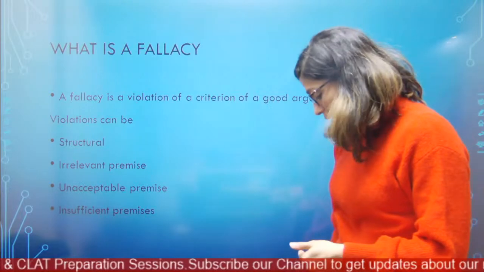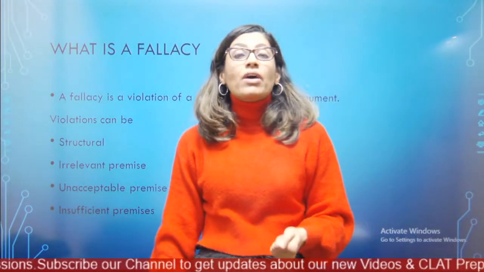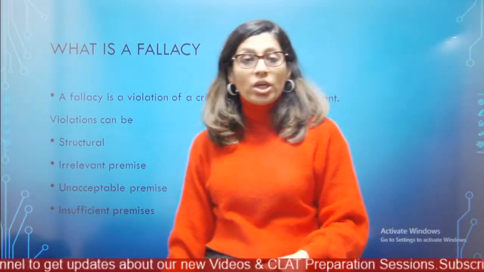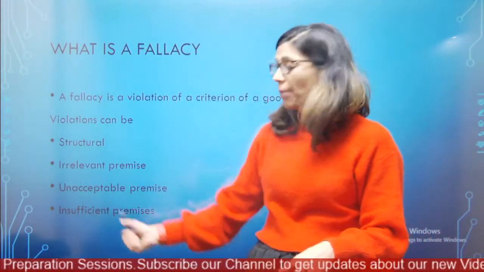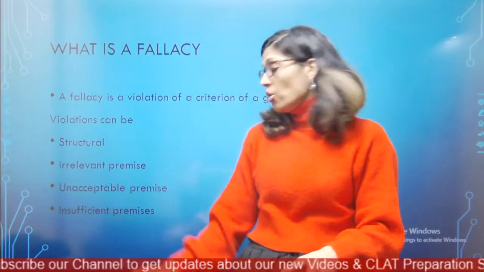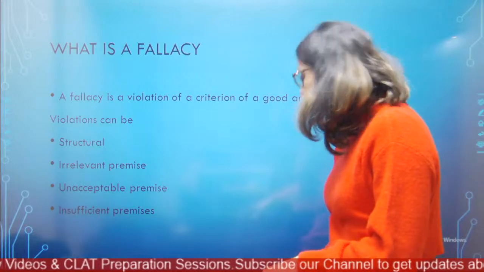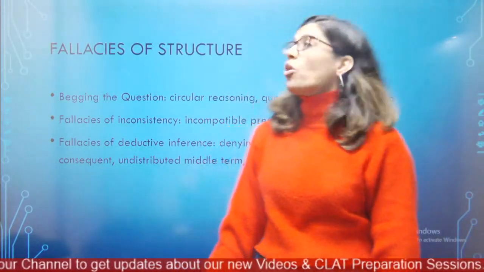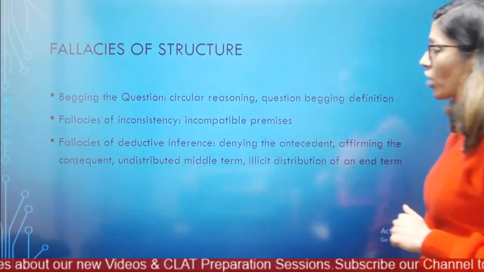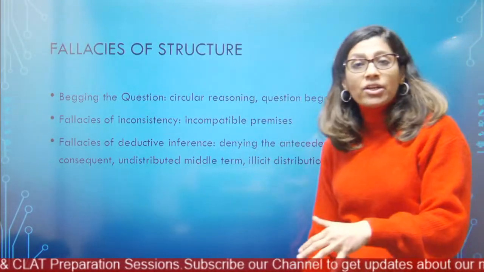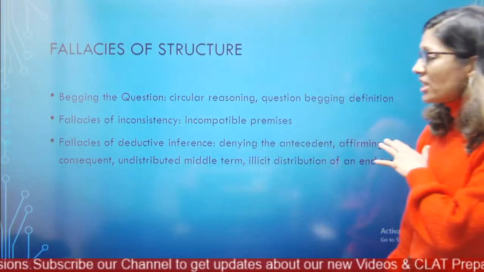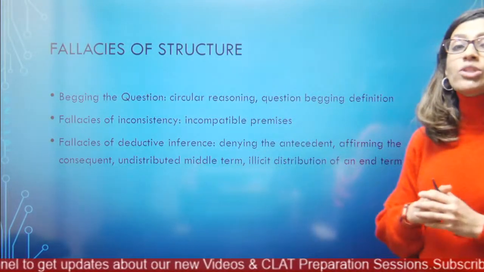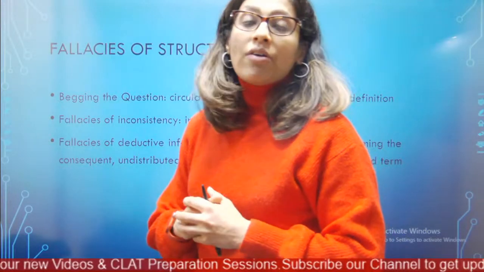And a good argument should have a complete set of evidence for the conclusion. In the absence of a complete set of premises and evidence for the conclusion, we have insufficient premise fallacy. So I hope that is clear. Then we saw what all comes under fallacies of structure. We also went into some of these fallacies, for example, begging the question, which also has circular reasoning in it, right?